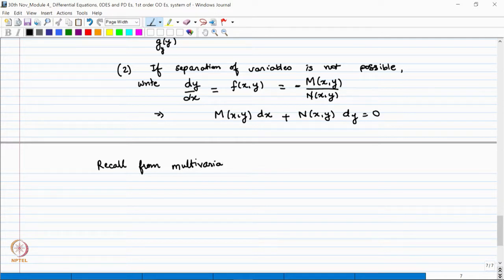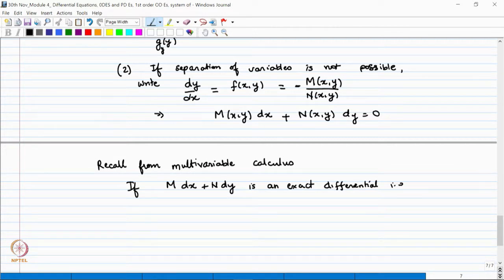multivariable calculus. If m dx plus n dy, okay, I am not writing the explicit dependence on x and y, if m dx plus n dy is an exact differential, that is d of u is equal to m dx plus n dy, okay, then dou u by dou x, and u is a function of x and y, okay, so I have a partial derivative of u with respect to x is equal to m, and dou u by dou y equal to n.